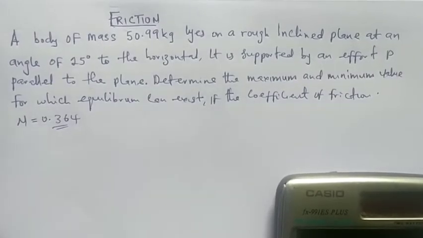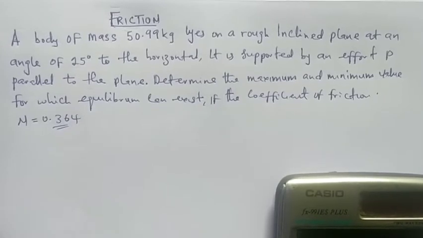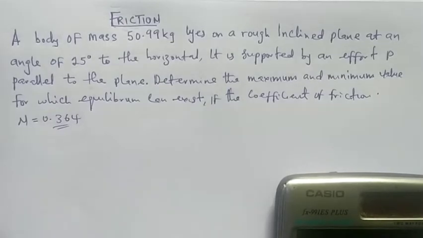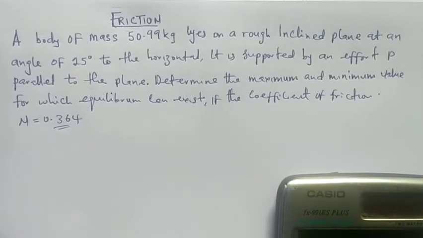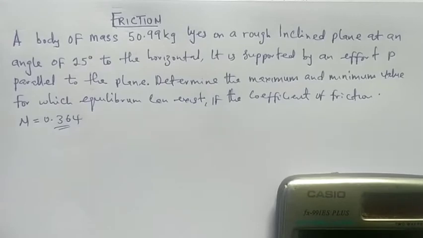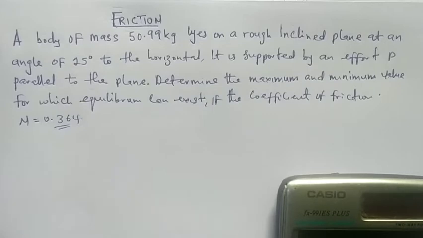Today we'll be looking at another example on friction. It says a body of mass 50.99 kilogram lies on a rough inclined plane, and the angle of friction is 25 degrees, and it makes an angle of 25 degrees to the horizontal. It's supported by an effort P parallel to the plane. Determine the maximum and minimum value for which equilibrium can exist if the coefficient of friction is this.